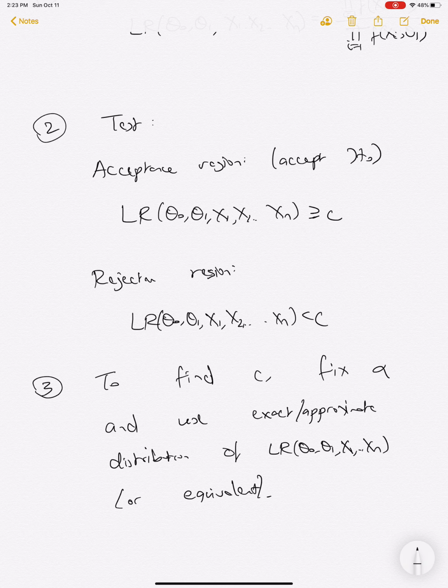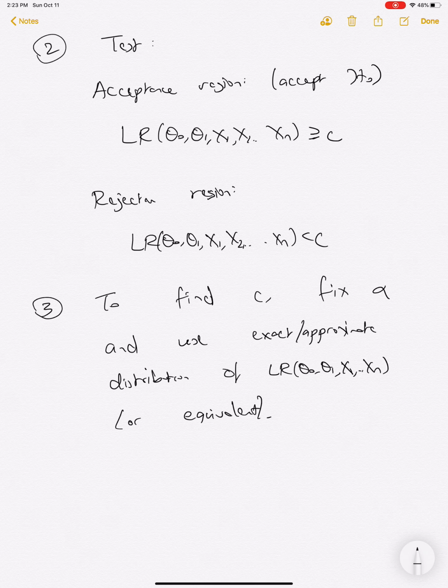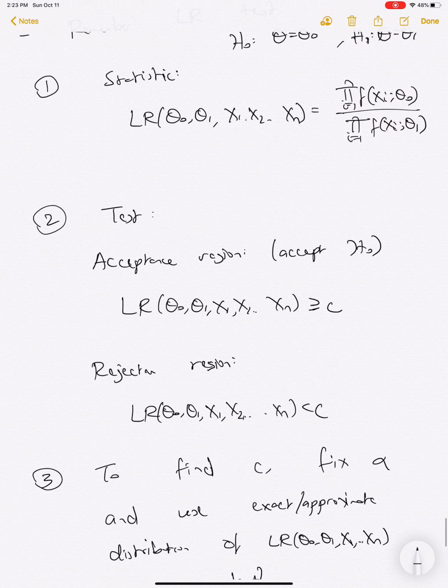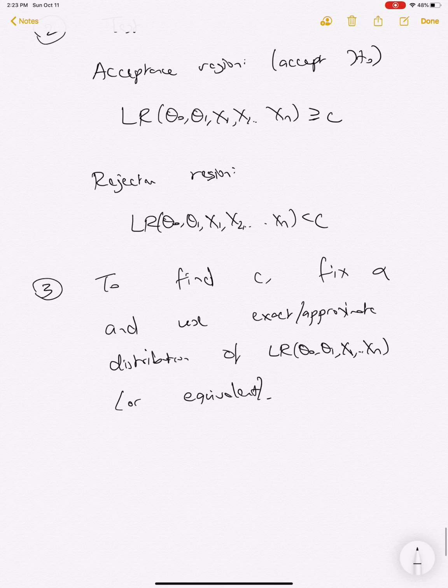So to find C, you fix alpha and use the exact or approximate distribution of the likelihood ratio, or the equivalent, because all you really need to find is that C. And if you can find that C in terms of a different statistic that's related to the likelihood ratio, that's all you need. And then the Neyman-Pearson lemma asserts that no test is more powerful than this.